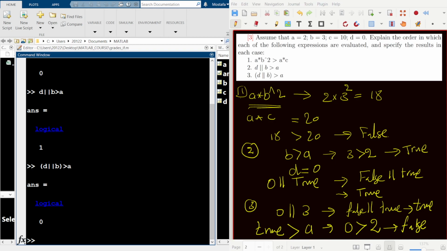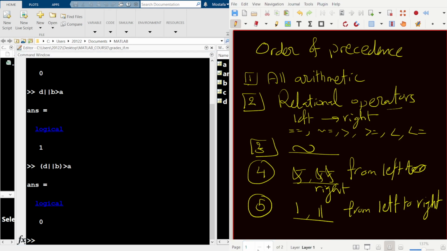So as you see, if we go back, let's review together the priorities. Arithmetic comes first, relational operators from left to right, tildes, and then ampersand, which is the AND operator from left to right, and then the OR operator from left to right. And let's add to this that whenever you want to change the priority, simply add parentheses. This allows you to change the priority.